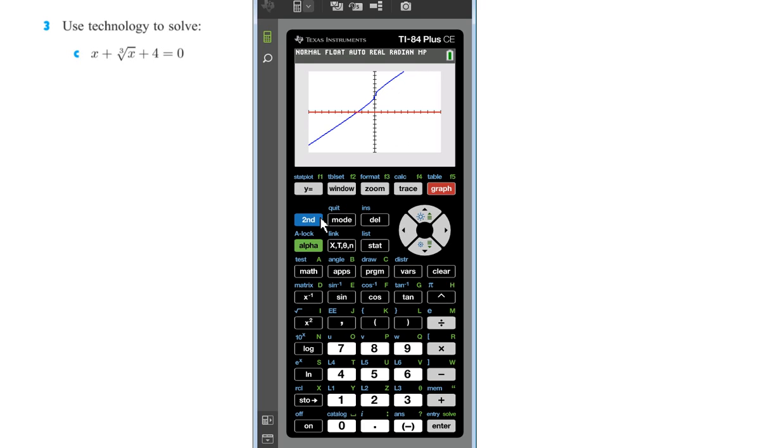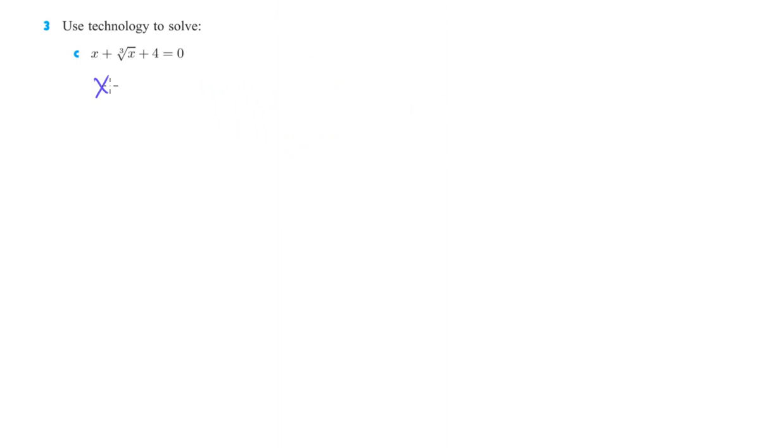So let's do this second trace. We're going to hit number 5 because that's the intersection. And really, there's only one intersection point, so I don't even have to move it. So I push enter, enter, enter. And the intersection is -2.62. Okay, -2.62 for 3C.